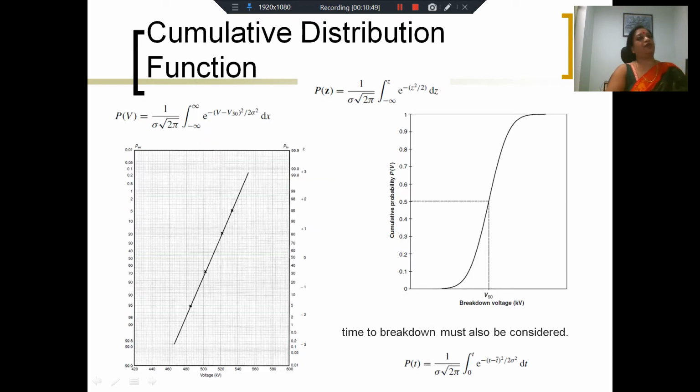Now, apart from that, rather than the probability distribution function, in terms of breakdown we are more interested in the cumulative distribution function. Think about it like this. When I say air breaks down at 30 kV per centimeter, it means that if I apply a field of 30 kV per centimeter on air, it is not going to be able to withstand, it is going to break down.